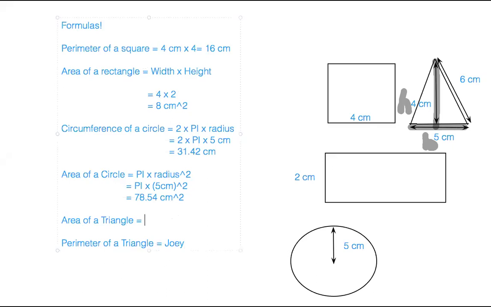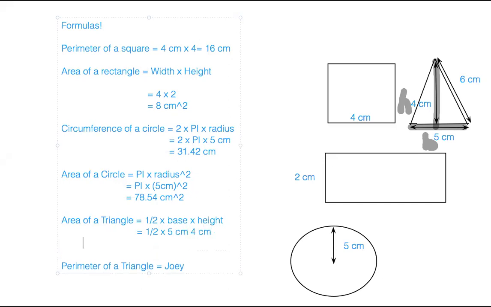Okay, actually, what is the general formula for the area of a triangle? Half times base times height. In this question, half times what's your base? 5 times 4. Yes, 5 cm times 4 cm. Okay, and how much is that? 10 cm squared. Remember this is still area, so it must be cm squared.